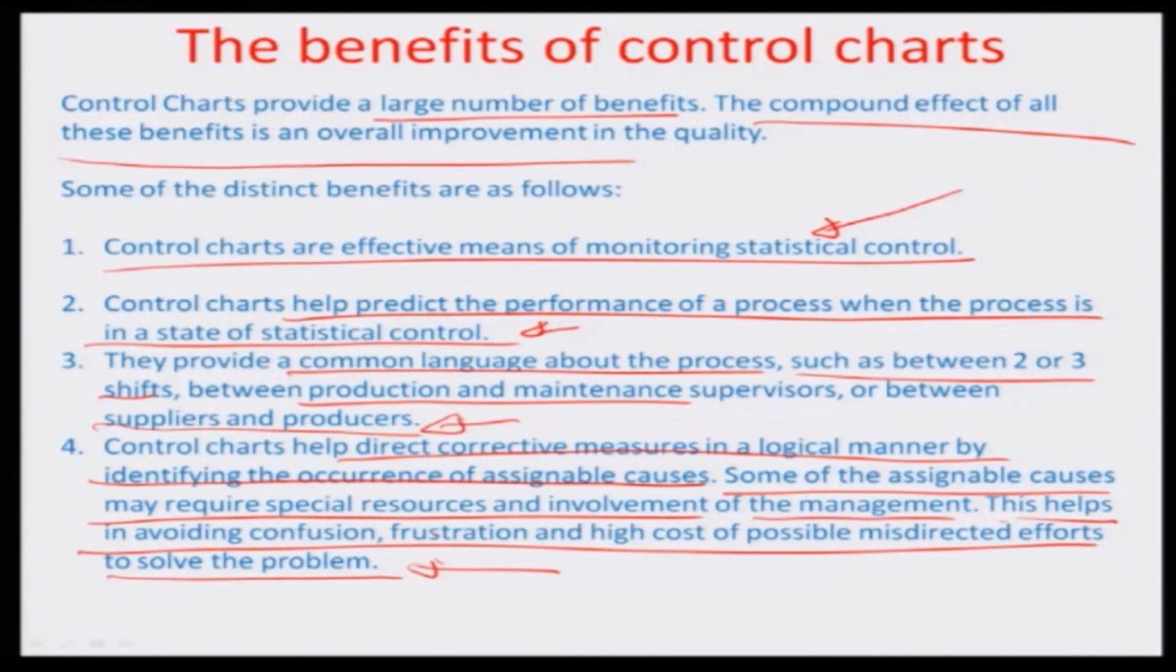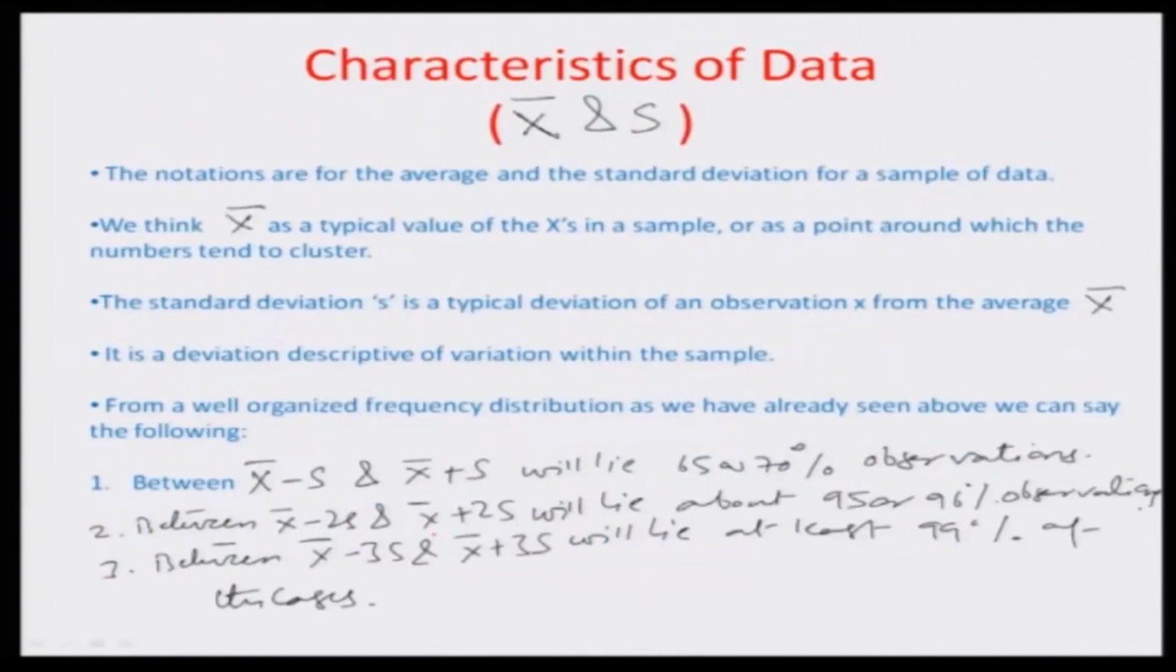Let us now look into a little bit of these X bar charts and the S charts that I was talking about. So the notations are of average and standard deviation for a sample of data. Let us first learn how to calculate these X bar and S, and then we will see what percentage of observations typically lie within a certain range around the mean X bar, in terms of the number of times S can be applied.